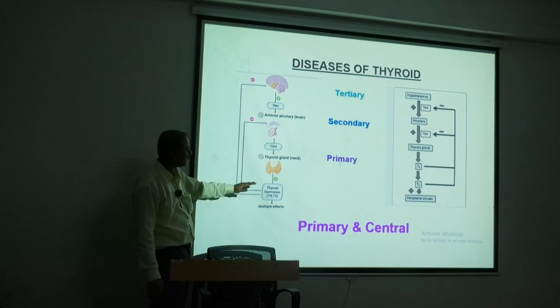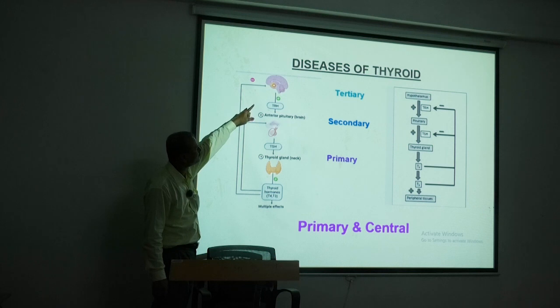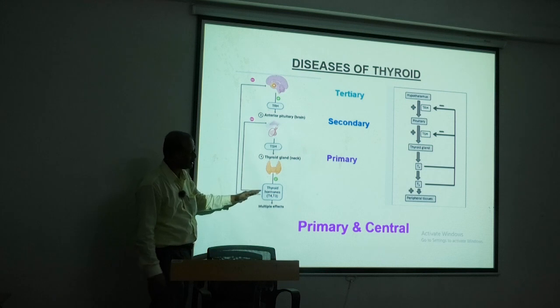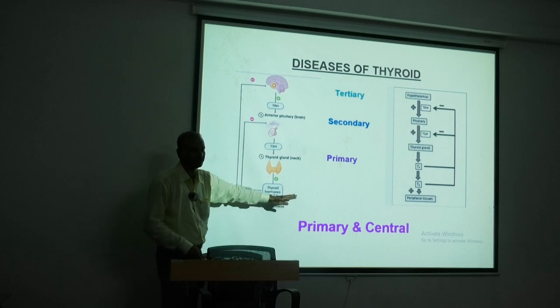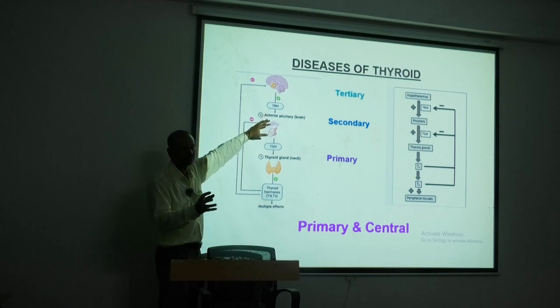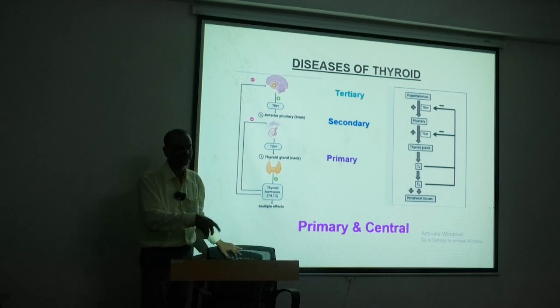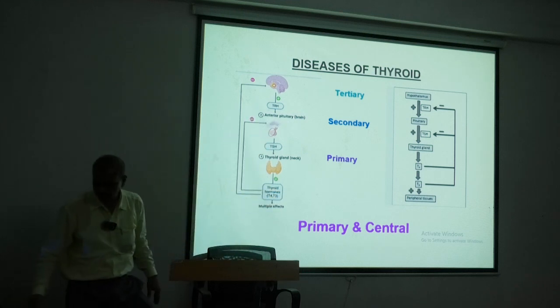So try to remember: if the disease involves the pituitary, that is called secondary, and if it involves the hypothalamus, that is called tertiary. Now again, in the last 10 years or so, there were two terminologies used. One was primary and one was central, because secondary and tertiary used to be coupled together as central. Now again the nomenclature has changed. The tertiary part is withdrawn, and the central part is also withdrawn.